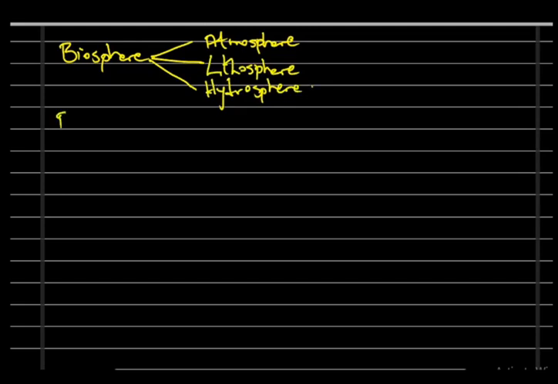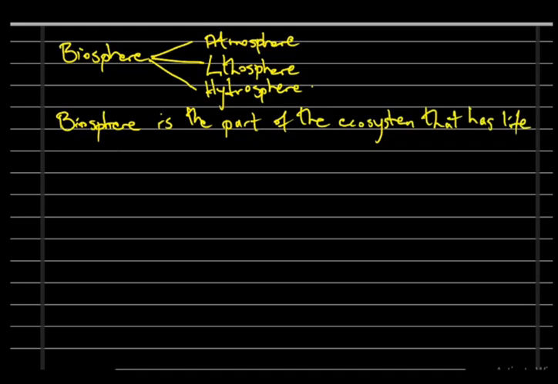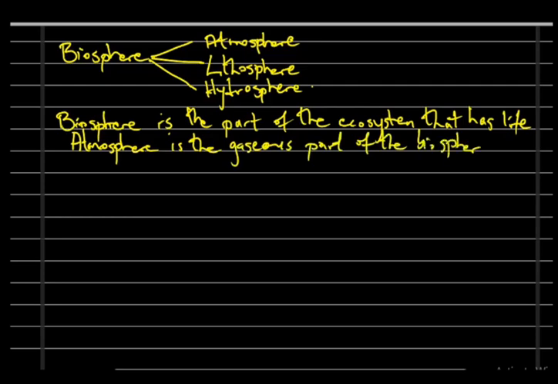So what is the biosphere? The biosphere is the part of the ecosystem that has life, or that accommodates life. That is what the biosphere is. In the biosphere we have the atmosphere, the lithosphere, and the hydrosphere. The atmosphere is the gaseous part of the biosphere that houses life.